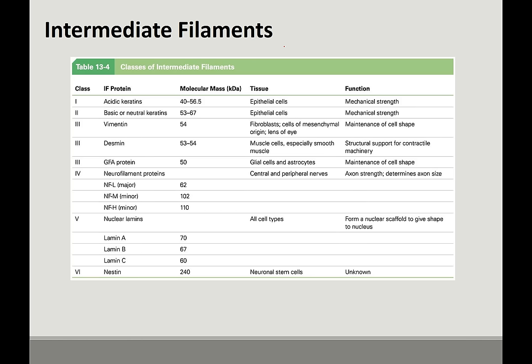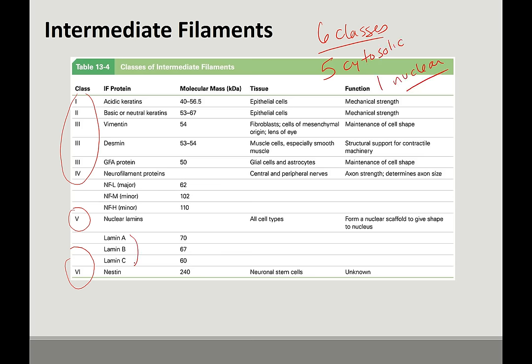Intermediate filaments, you can see the chapter gets shorter and shorter. Intermediate filaments are very diverse. So we have one, two, three, four, five classes of intermediate filaments, cytosolic plus a nuclear class. So six classes total, five cytosolic, one nuclear. And we've talked about the lamins.